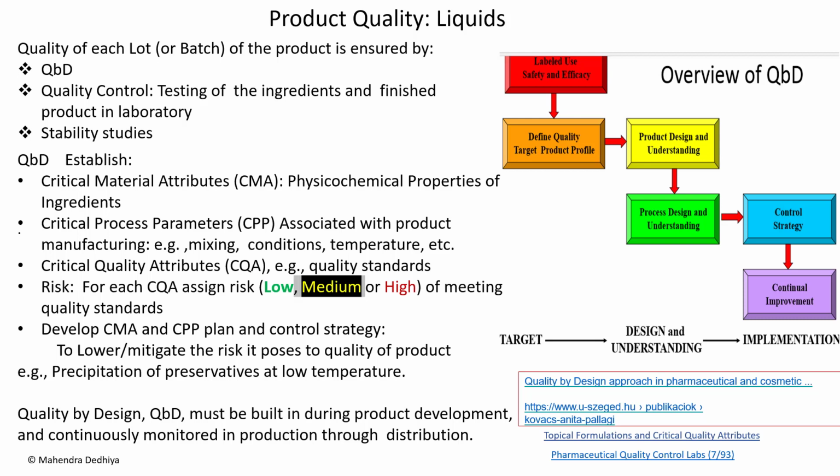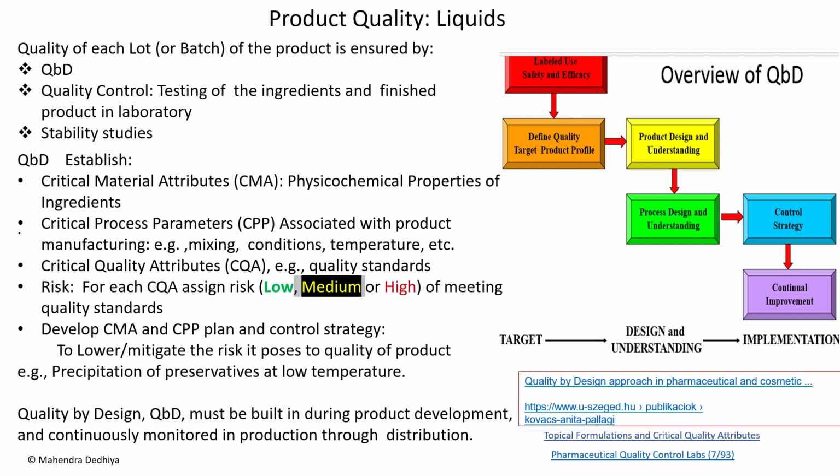Product quality. Quality of each product, especially in pharmaceutical and cosmetic, is ensured by three distinct elements: quality by design, quality control, that is, testing of ingredients and finished product in a laboratory environment, and stability studies conducted to establish shelf life. The quality by design concept was introduced about 20 years ago.